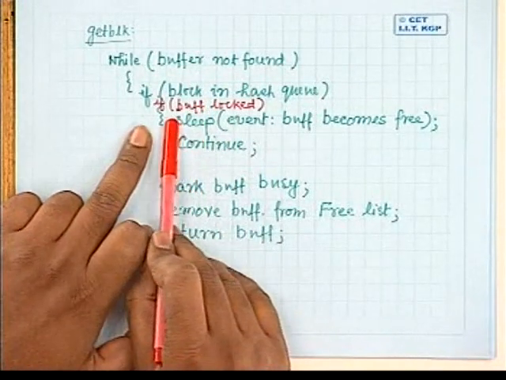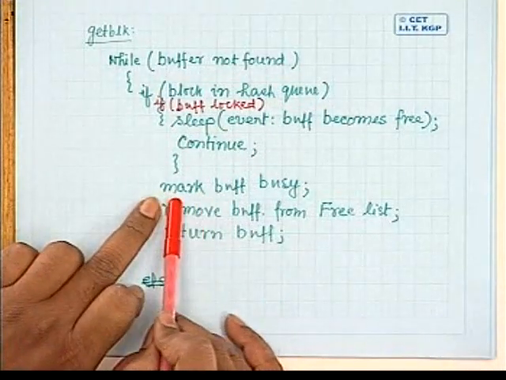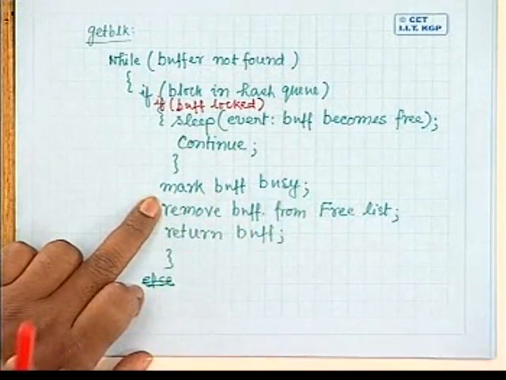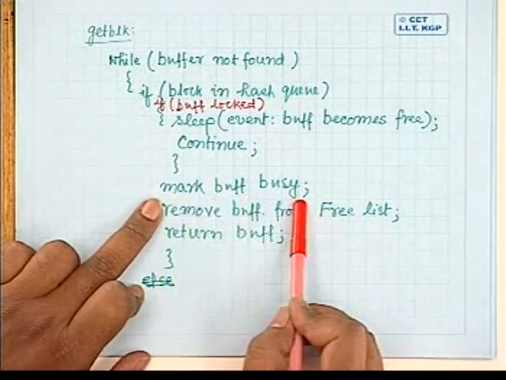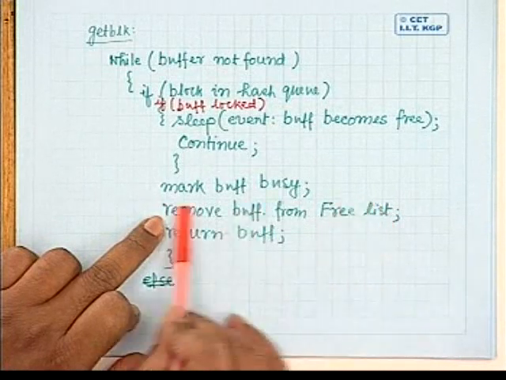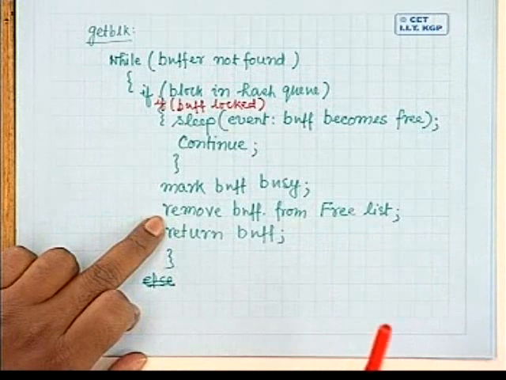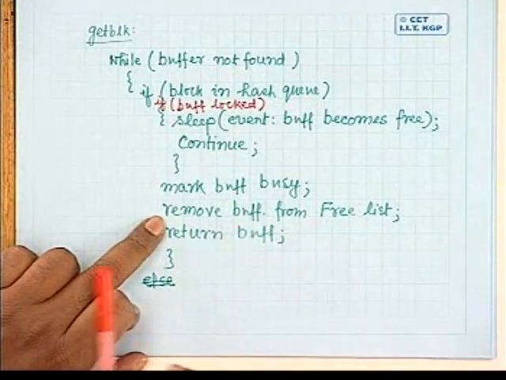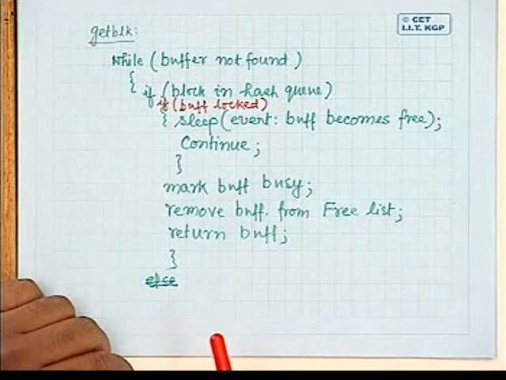Okay. Otherwise, if the buffer is not locked, then it simply marks the buffer as busy, because this buffer has to be returned to the process which has requested it. You mark the buffer busy, then remove the buffer from the free list, because as long as the process requesting it uses the buffer, it will not remain free. So you have to remove it from the free list and return this buffer to the requesting process.